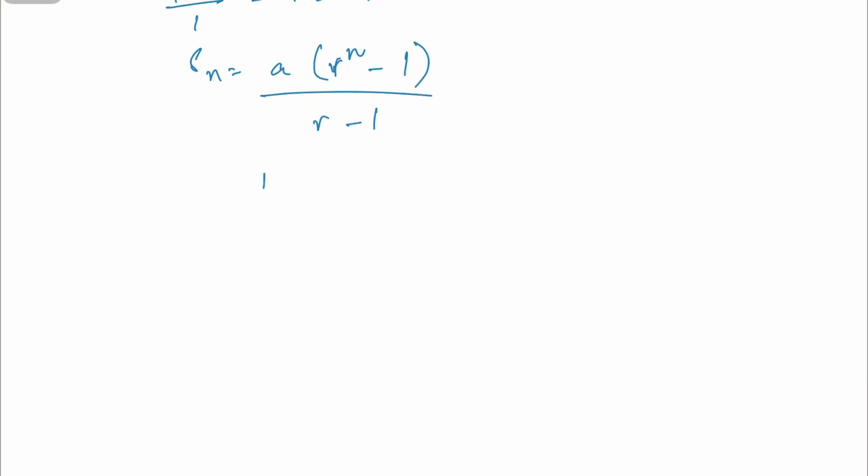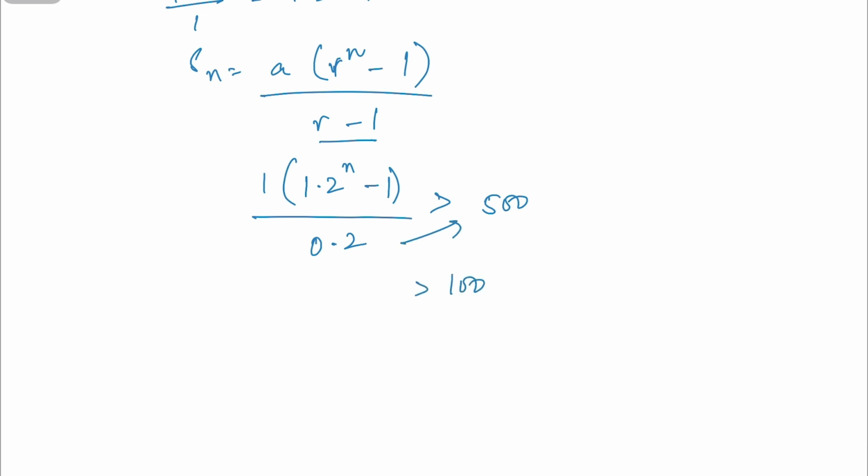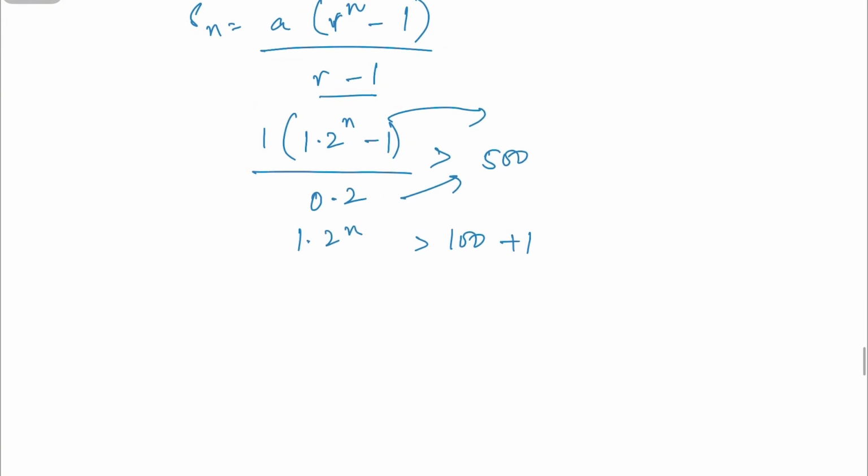So we have our a as 1, we have our r as 1.2 powered n, and this would be 1, and this 1.2 minus 1 is 0.2, and we have our answer as 500. Since this has to be greater than 0, we'll be using this sign. This would be multiplied over there, so we'll be getting it as 100 plus 1. This 1 would be going over there. We'll have our answer as this.